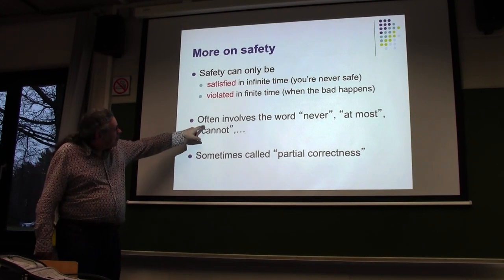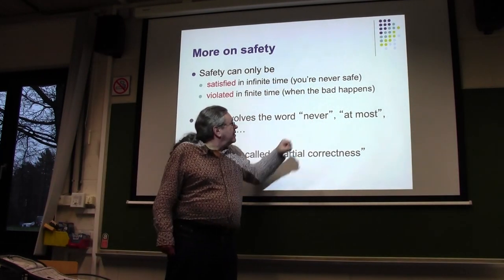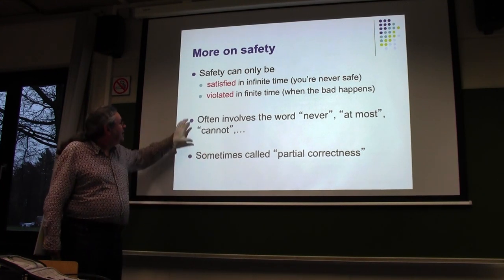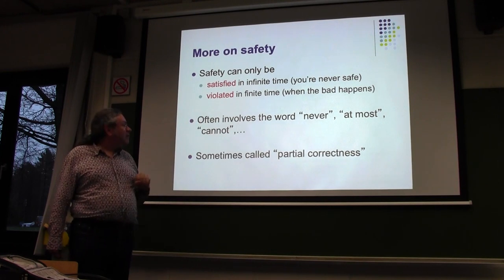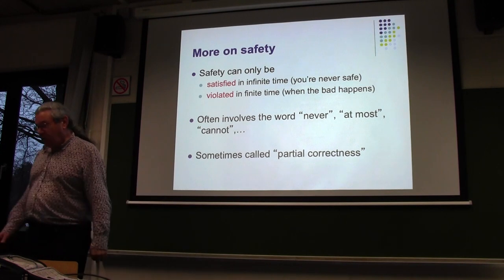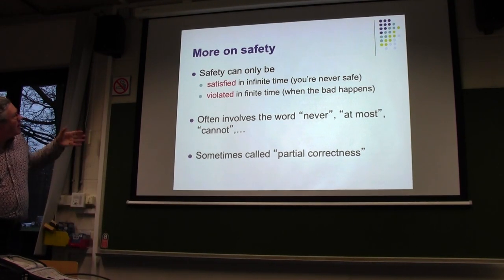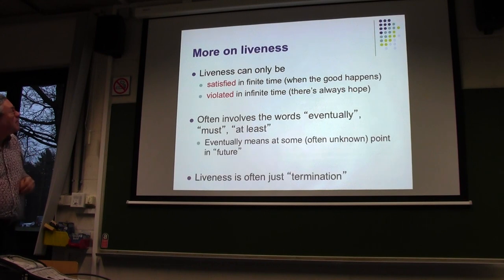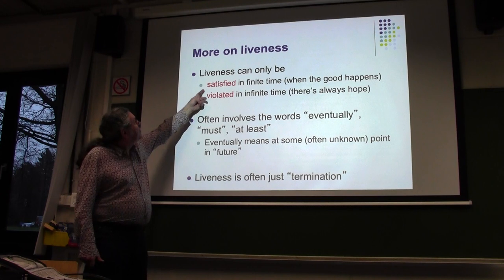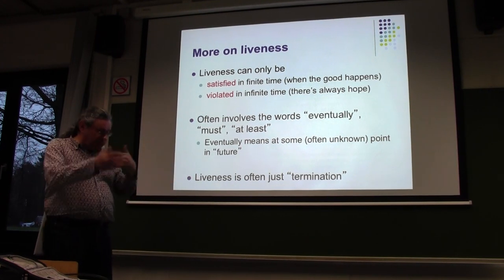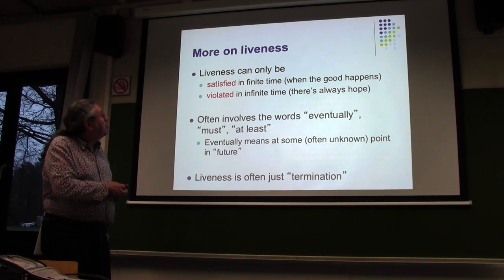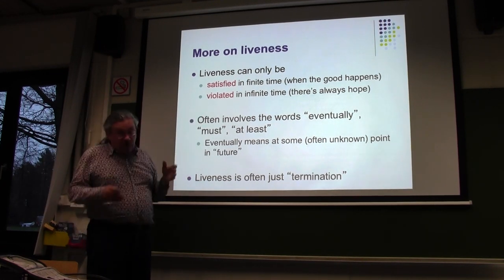If I have a property with the words never, at most, cannot, and so on, this typically will be a safety property. Sometimes it's called partial correctness also. Okay, so that's safety. Liveness is the other side of the coin. Liveness can be satisfied in finite time. We're waiting for something good to happen, and it happens, but it happens at some finite time. But the only way that it can be violated is to look at total execution.